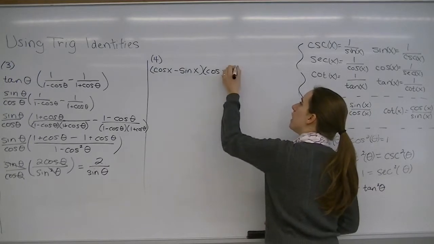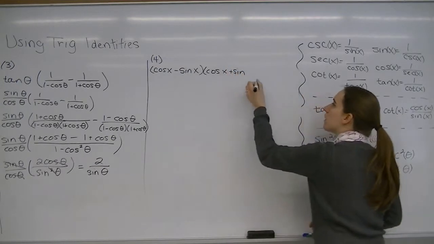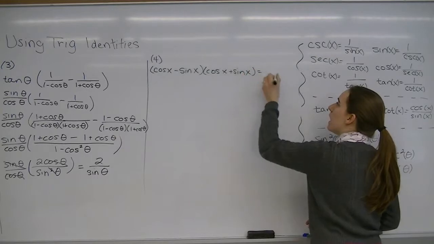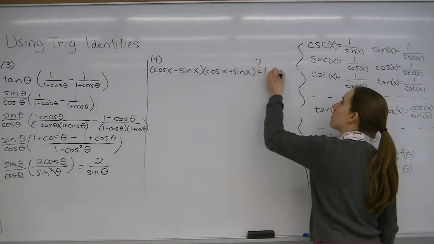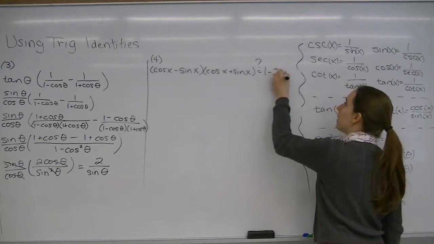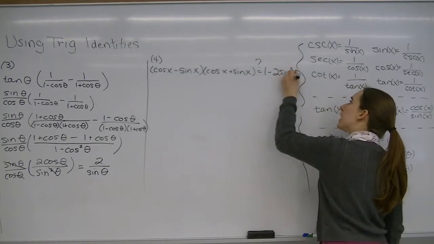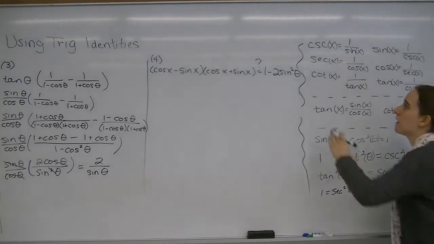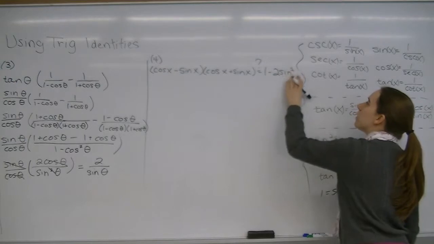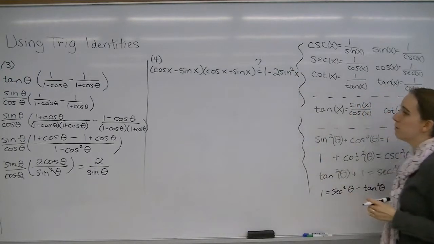So we have cosine x minus sine x times cosine x plus sine x. And what I want to do is I want to make sure that this is actually equal to what I'm claiming it's equal to. I'm claiming that's equal to 1 minus 2 times sine squared of theta, or x. I'm mixing my thetas and my x's. There we go.